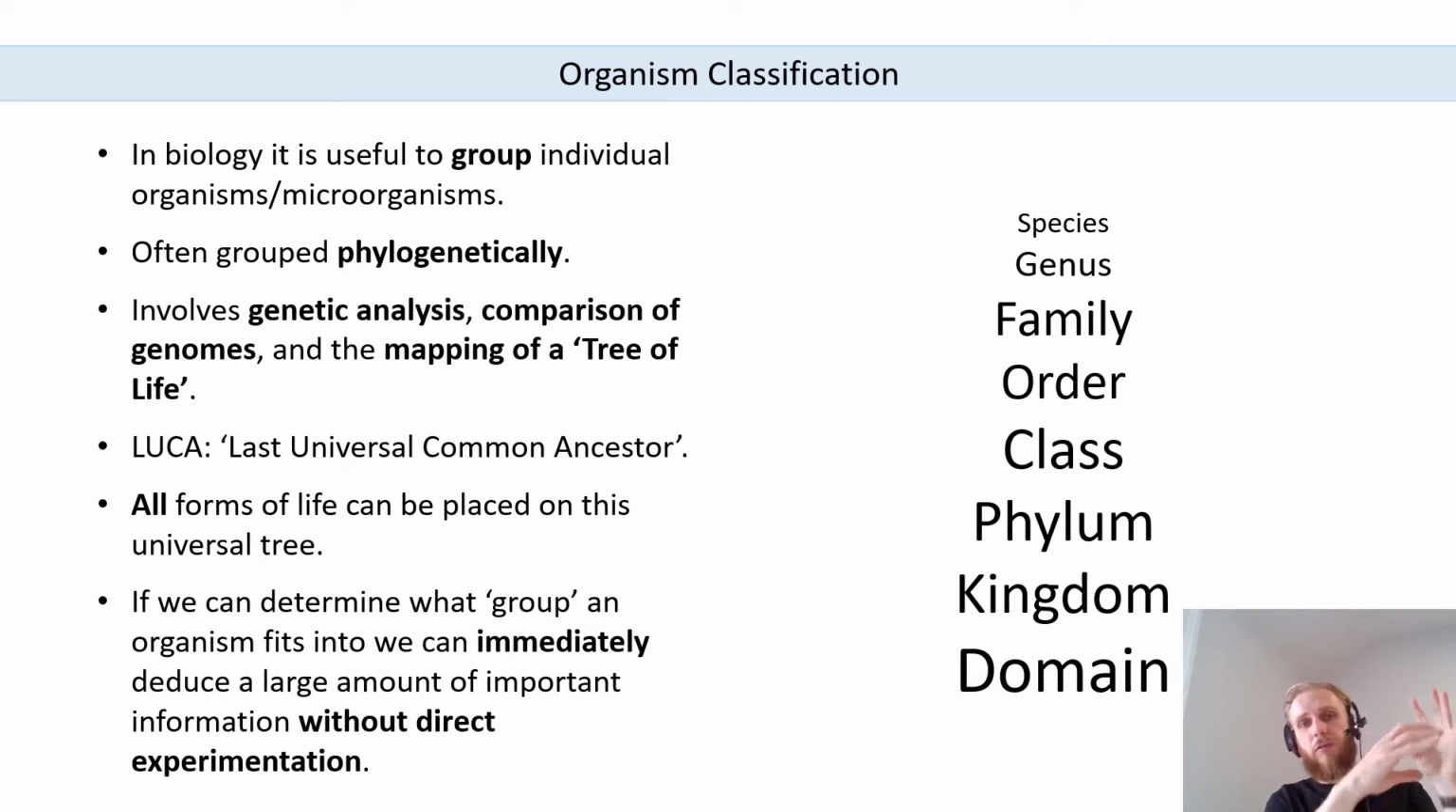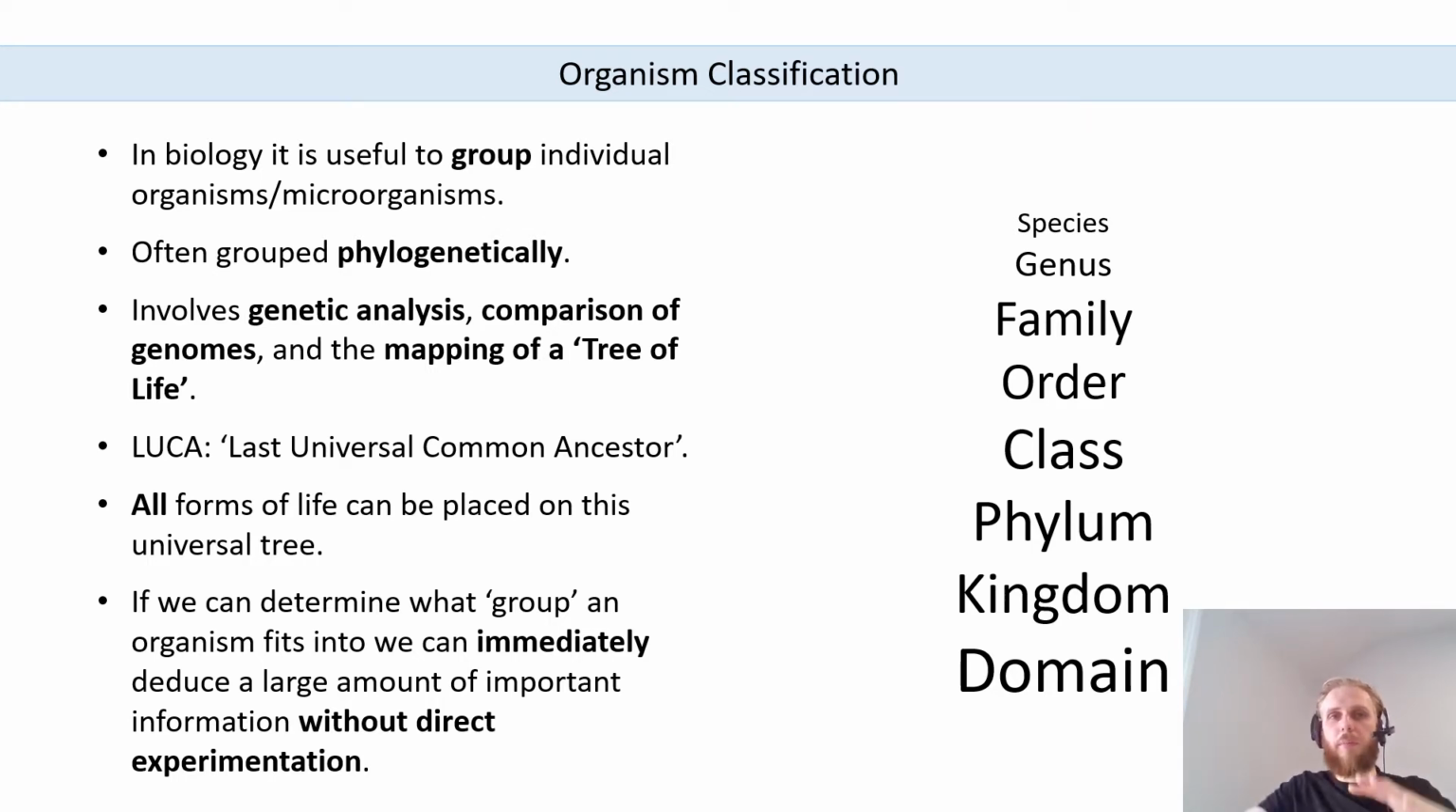Family is a group of genuses, so it's a bigger branch. Order is a group of families. Class is a grouping together of orders. So as we move through these classifications, we're getting closer and closer to the base of the tree of life. And ultimately, right at the base, we have three domains. We have archaea, bacteria, and eukarya. And these domains, all three of them, ultimately branched off from the last universal common ancestor.